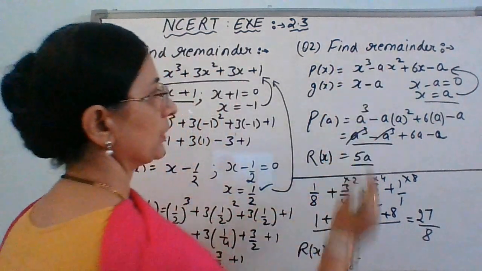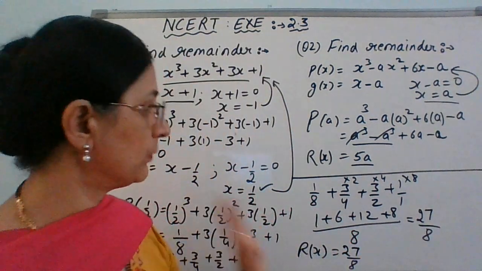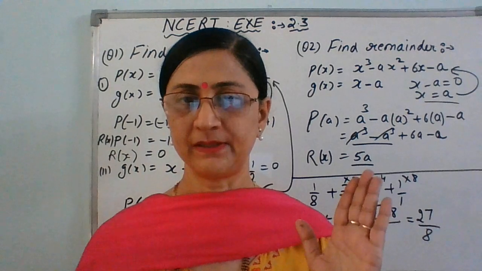Right, the remainder of this polynomial px when divided by gx. I hope you know how to find the remainder, right? I'm just repeating once again.